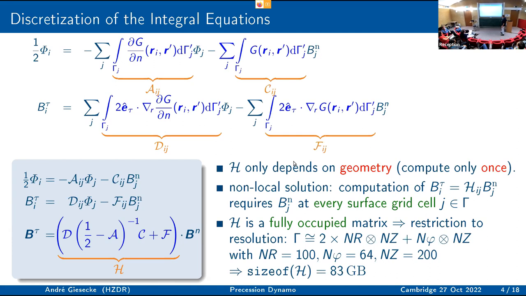The drawback is that this matrix is fully occupied, and this restricts your resolution. So, for example, with some really low resolution, 100 grid cells in R, 64 in phi and 200 in Z, already the size of the matrix with double accuracy is 83 gigabytes. And so it makes no sense to use it for very highly resolved simulations.